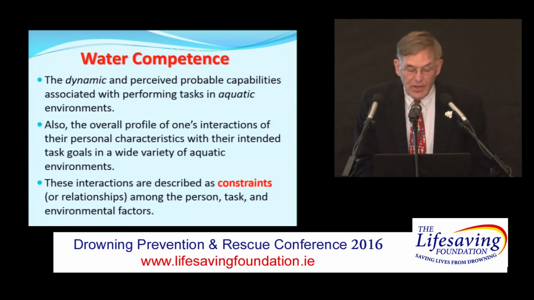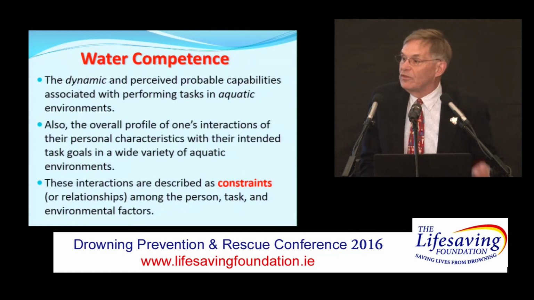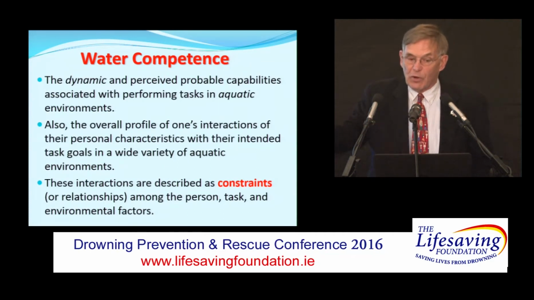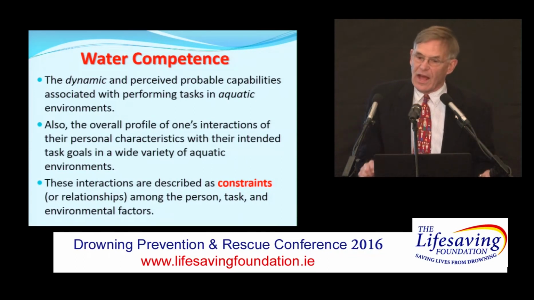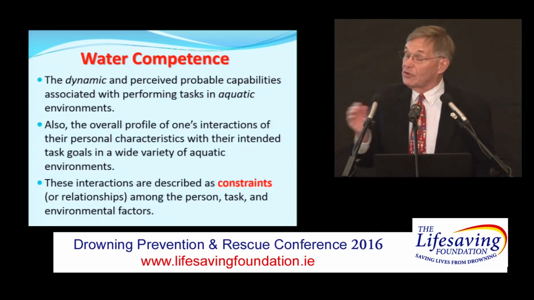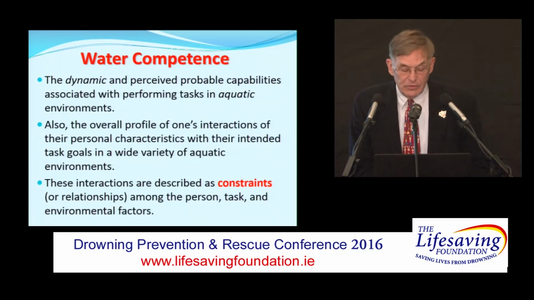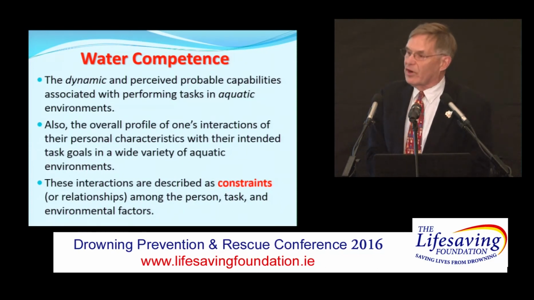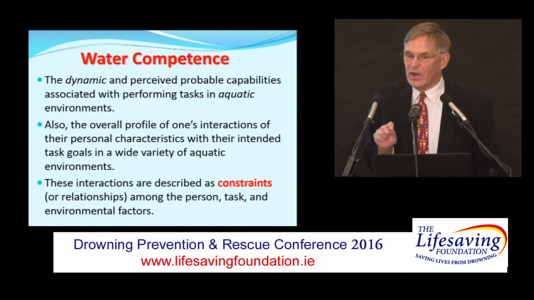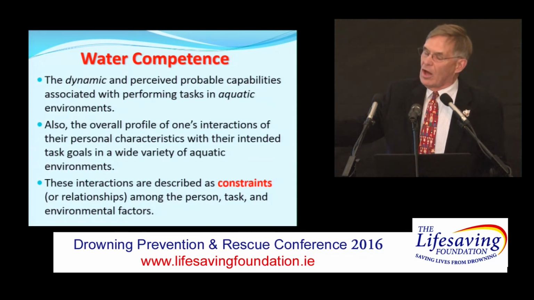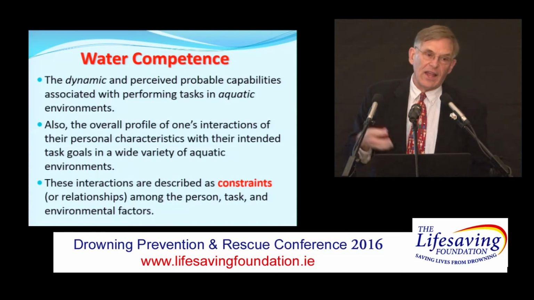In essence, a person will have a profile of interactions with different tasks in different water environments. And this is going to be a continuous process of trying to identify exactly how those go, because we're pretty sure that there's not a very easy transference from one environment to another, or from one task to another. A number of people have described this. The interactions I'm talking about have been described in the literature as constraints, not to be confused with restraints. Constraints are a relationship that is established between a person and the tasks they're working on and the environment.